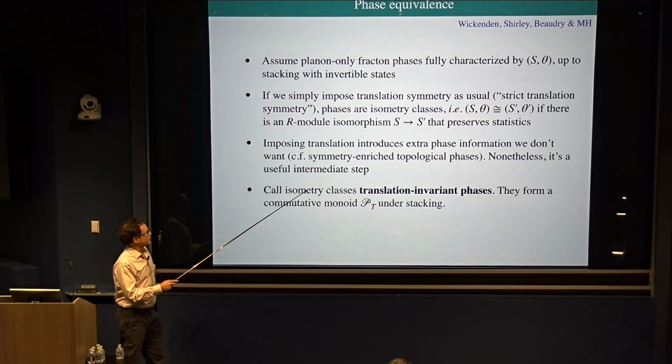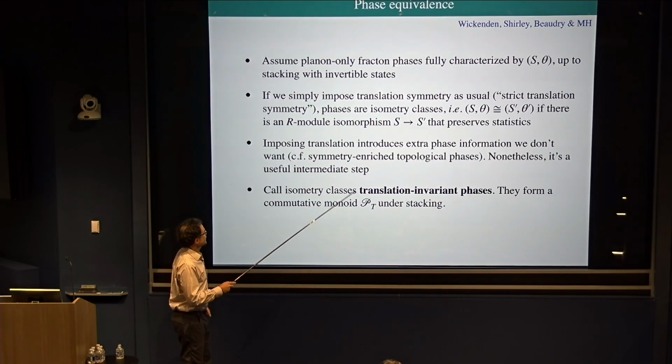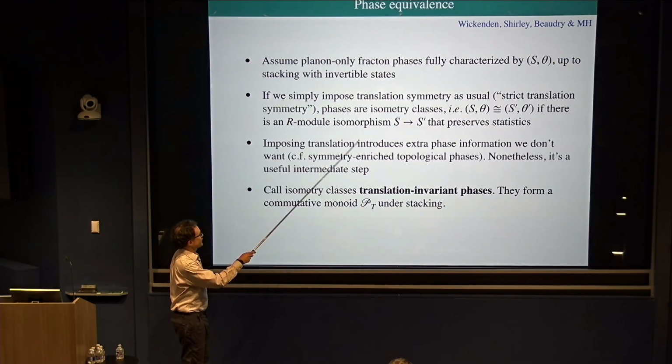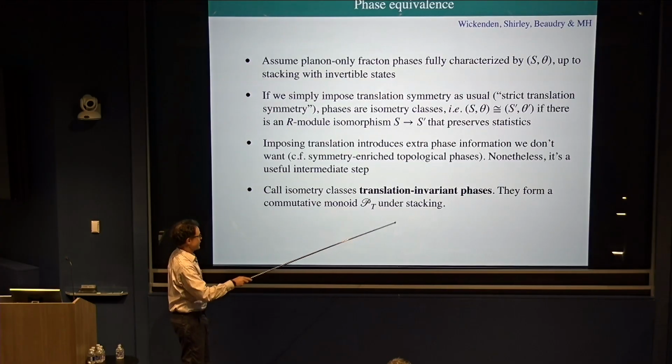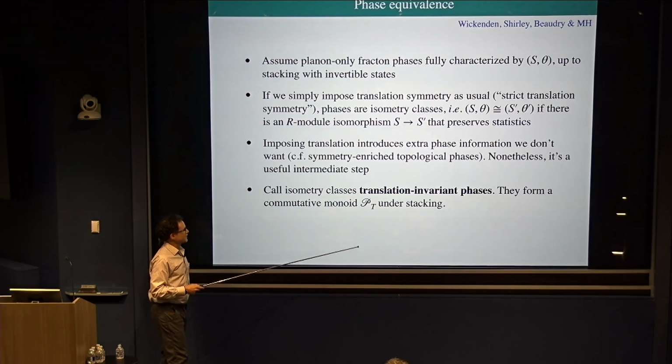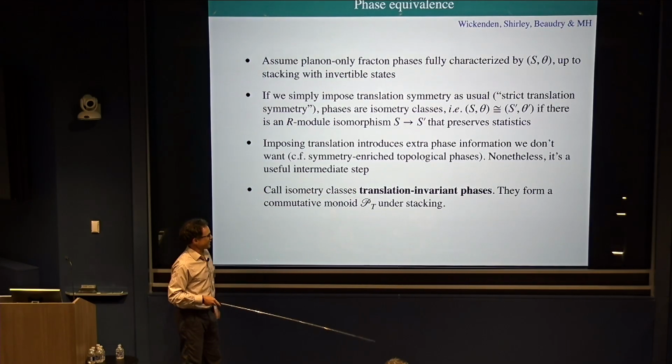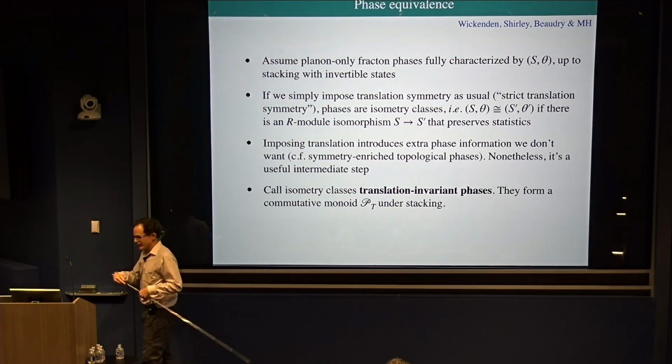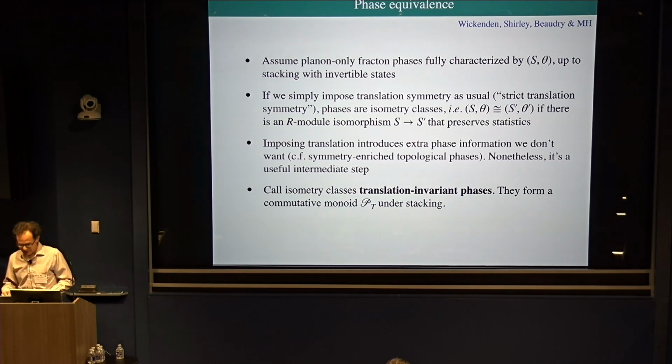What do we do? Well, as an intermediate step, we can first talk about these translation invariant phases, the ones that we get as usual, our isometry classes. And these form a nice algebraic structure that comes from stacking of physical systems, and it's something called a commutative monoid. This is just an abelian group without inverses. Okay?